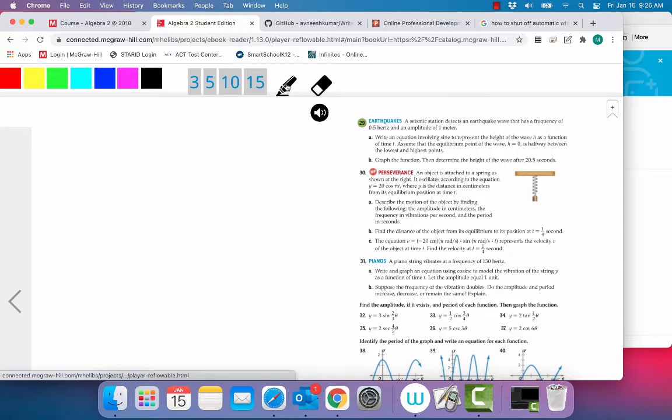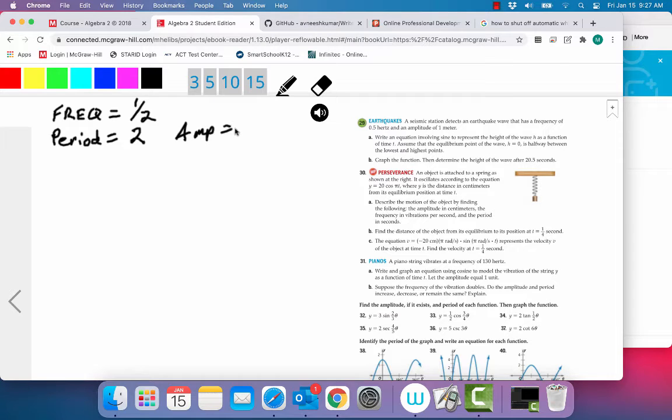We're going to take a look at number 29, talking about earthquakes. A seismic station detects an earthquake wave that has a frequency of a half a hertz. So here we go. The frequency is 1/2. The period is the reciprocal of the frequency, which in this case is 2. The amplitude, they said, was 1 meter. Write an equation involving sine to represent the height of the wave h as a function of time t.